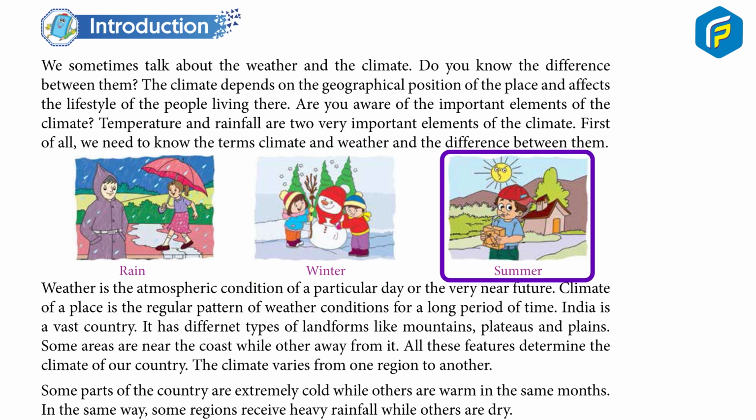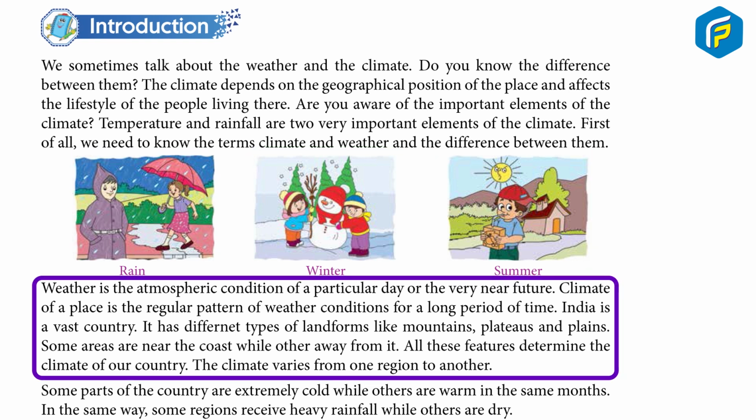Rain, winter, summer. Weather is the atmospheric condition of a particular day or the very near future. Climate of a place is the regular pattern of weather conditions for a long period of time.